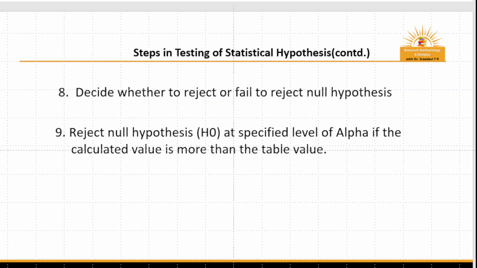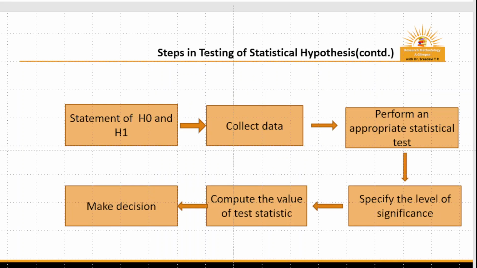To make it simpler, statement of H0 and H1, collect data, perform an appropriate statistical test, specify the level of significance, compute the value of test statistic, and make a decision. That is whether to reject or not to reject a null hypothesis.